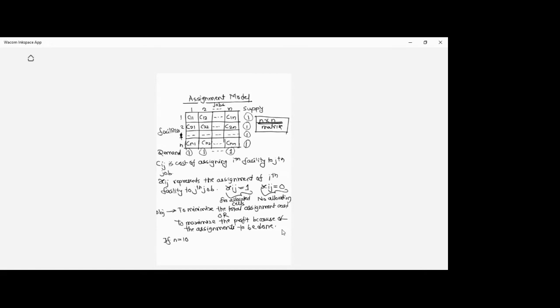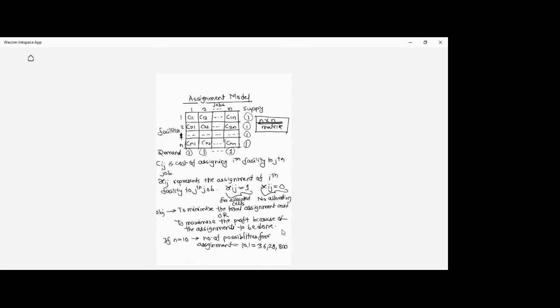Morning only I've told you, if n is equal to 10, the number of possibilities for assignment will be equal to 10 factorial, and that particular value, if you do it on a calculator, will be 36 lakh 28,800. So one way is that you manually test all these combinations, and then you decide the assignment. That can be done.